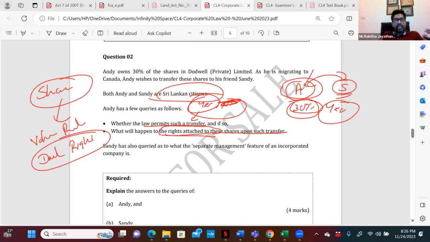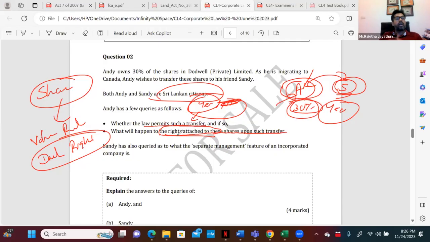Basically, Sandy stepped into the shoes of Andy. What do you mean by that? Stepping into the shoes of Andy means whatever rights were enjoyed by Andy will now be enjoyed by Sandy once the transfer is done. Simple answer. But students have explained the procedure of transferring shares, the method, that you have to transfer the share certificates, you need the director's approval. Unnecessary. They are asking a simple thing, whether the law permits such a transfer.